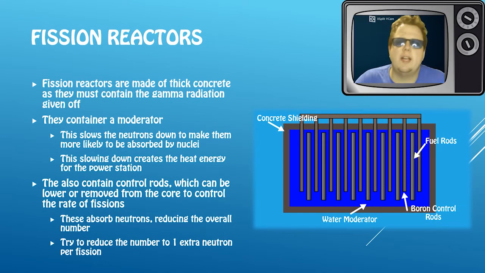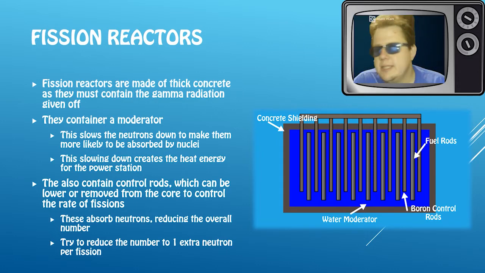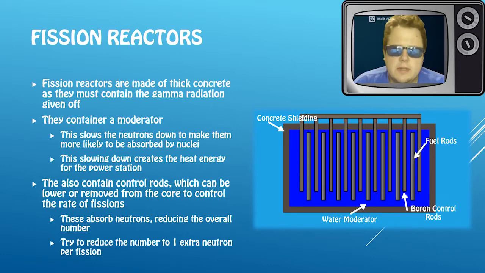So to do that in a reactor, we have a few different things. One, we make the walls of a reactor out of thick concrete. This contains the pressure, but it also contains the gamma radiation being given off by this reactor. They also contain a moderator. The moderator, made in this case out of water, can also be made out of graphite. This slows the neutrons down so that they're more likely to be absorbed. If they're going too fast, then they'll just bounce off, they don't get absorbed. This is done by friction, so this creates heat energy that can be used in our power stations.